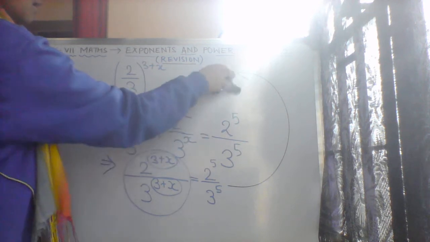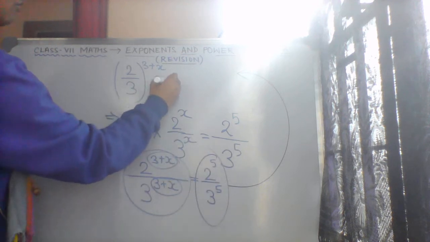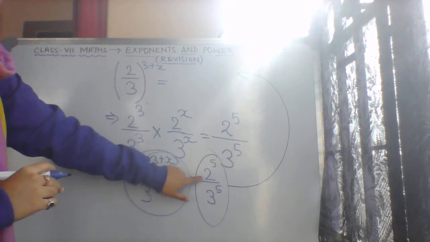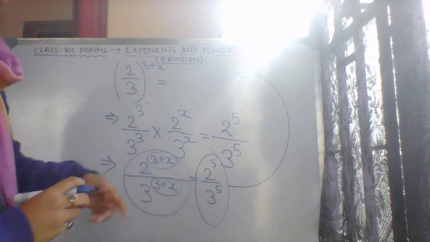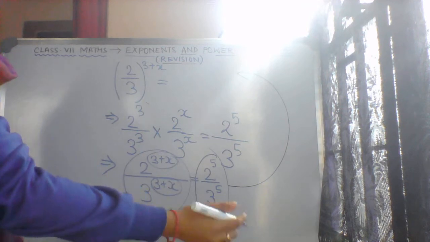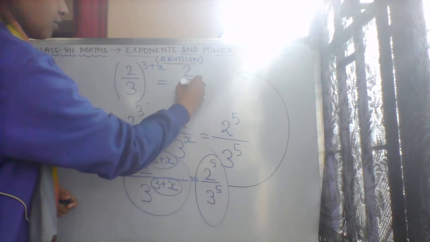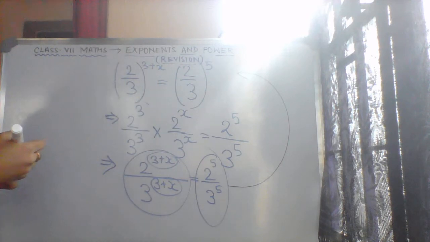Now the right hand side. What do we have on the right hand side? The same thing we will apply for the right hand side. It is 2 to the power 5 divided by 3 to the power 5. Here also the power is the same, and it is in division form. Power same, so I can write 2 by 3 whole to the power 5.